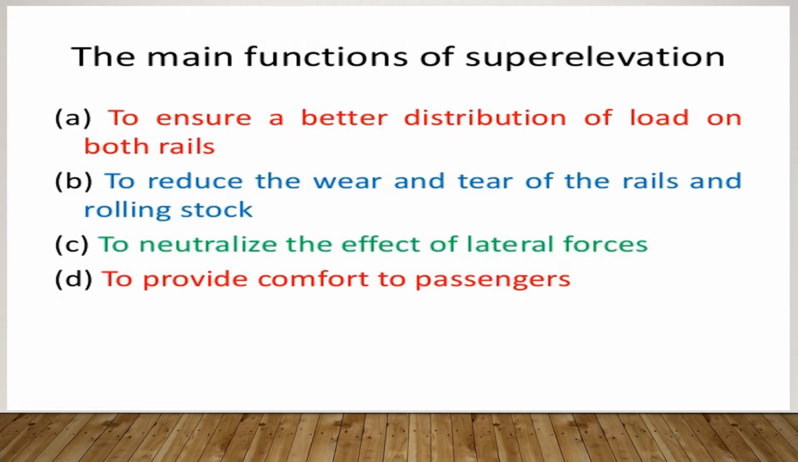The main functions of super elevation. What are the functions of super elevation, why do we provide it? To ensure a better distribution of load on both the rails. To reduce the wear and tear of the rails and rolling stock. To neutralize the effect of lateral forces, and to provide comfort to passengers.